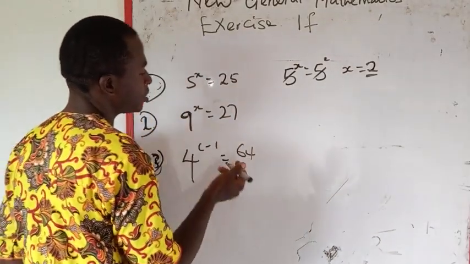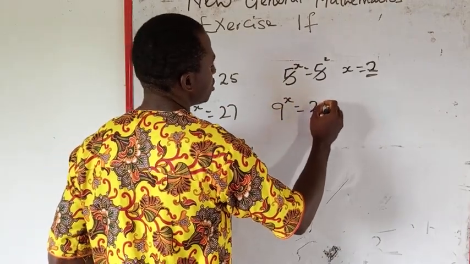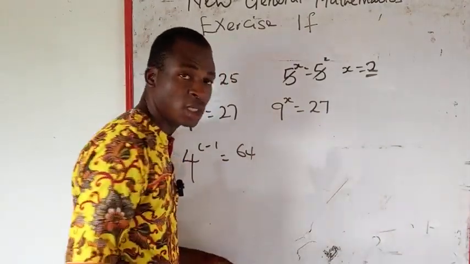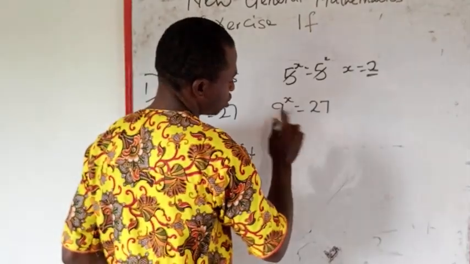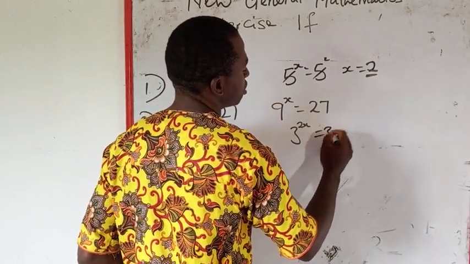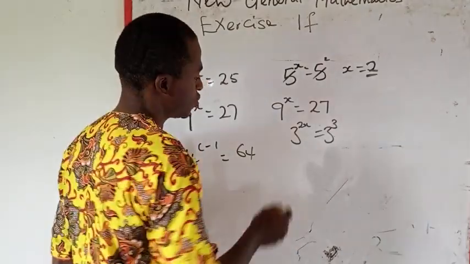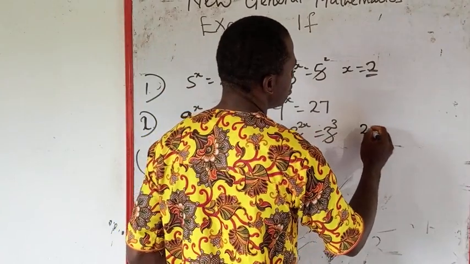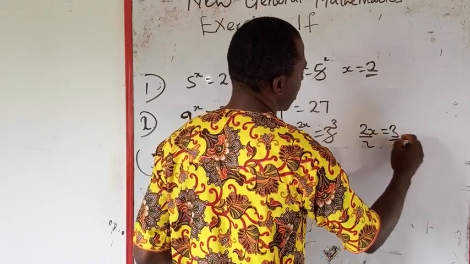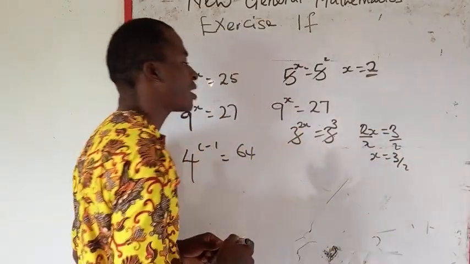The same thing happens in this question, where we now say 9 raised to power x is equal to 27. We can take them to the same base, in such a way that we can raise this one to the power of 3. Don't forget 2x, x was there before. Here is what? 3 raised to power 3. 3 raised to power 3 is equivalent to what? 27. So where we now cancel the same base, we now have 2x equal to 3. Our simple equation will come up here. We'll now divide both by 2. x is equal to what? 3 over 2.